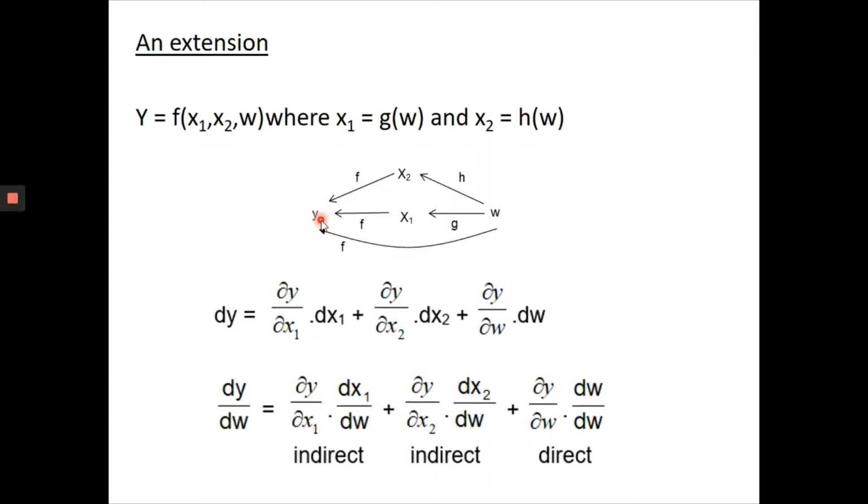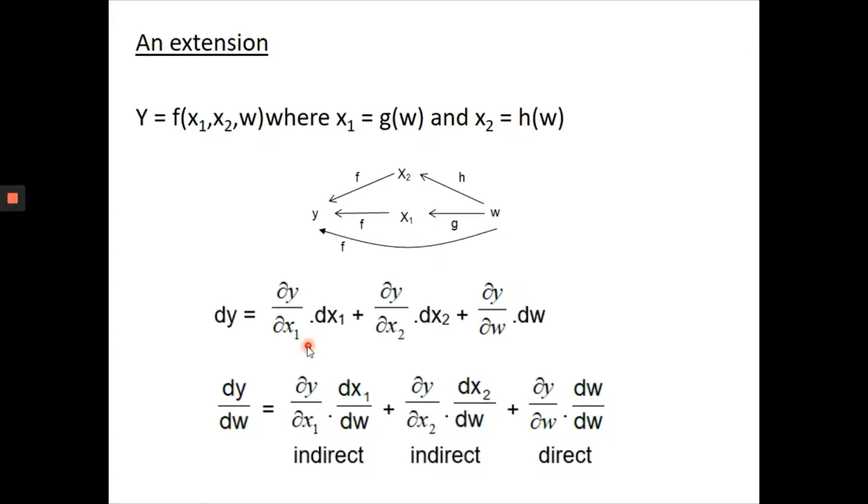So we want to find the total derivative, and our approach is the same. We start by setting out the total differential dy equals partial here, times dx1, this partial derivative here, times dx2, plus this partial derivative here, times dw. Okay, and the next step is to then divide both sides by the relevant differential.